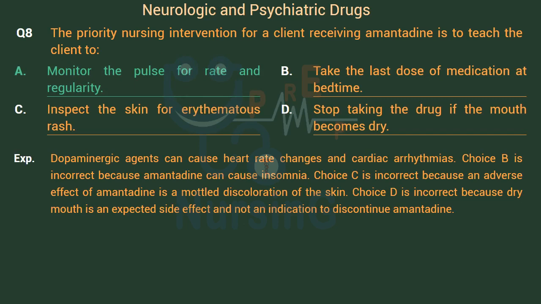Dopaminergic agents can cause heart rate changes and cardiac arrhythmias. Choice B is incorrect because amantadine can cause insomnia. Choice C is incorrect because an adverse effect of amantadine is a mottled discoloration of the skin. Choice D is incorrect because dry mouth is an expected side effect and not an indication to discontinue amantadine.